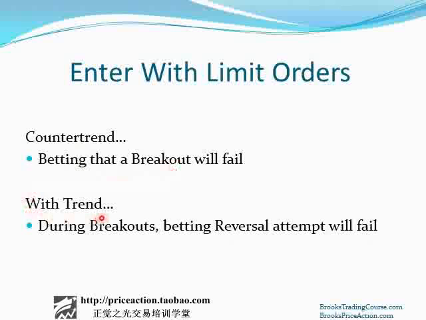Okay, if you're trading during a trend, during a breakout, betting that a reversal attempt will fail is much better, right? So if you're in a strong bull breakout, you don't want to be selling above the highs of bars. However, if you get 3 or 4 consecutive bull bars and then a bear reversal bar, you can place a limit order at the bottom of that bear bar, because that bear bar is an attempt to reverse a strong trend, and most reversal attempts in trends fail. So you can take that bet. So you can buy with a limit order below the low of that reversal bar.